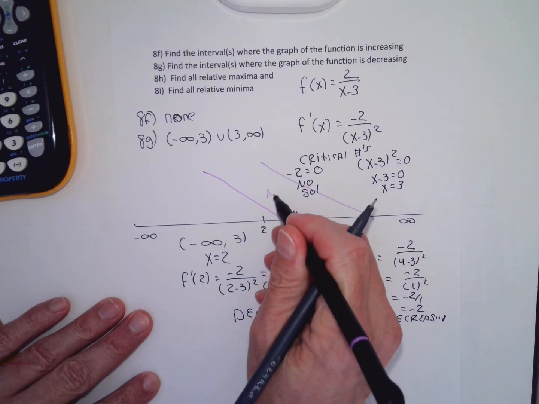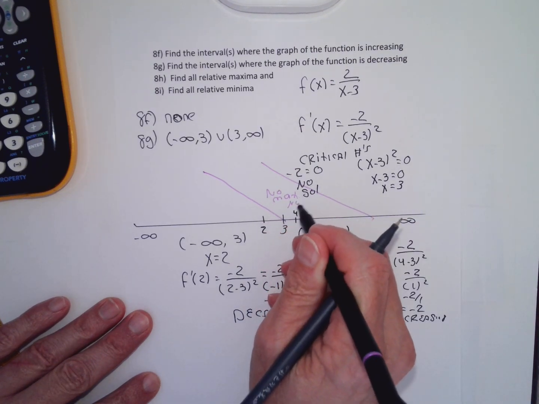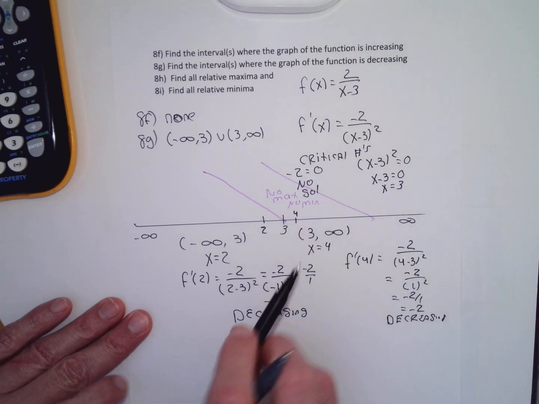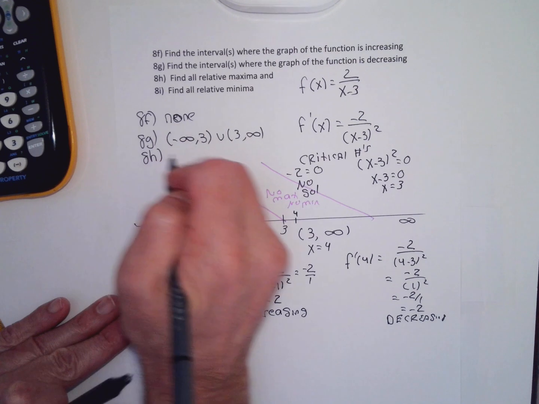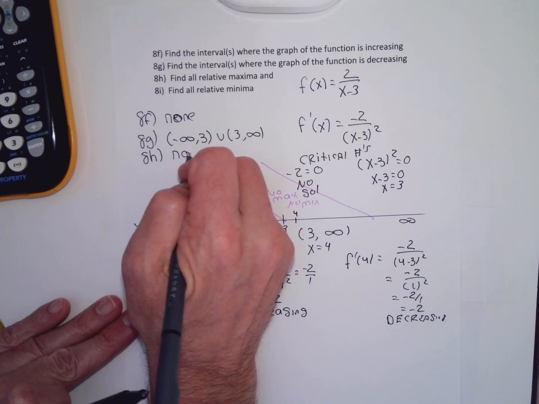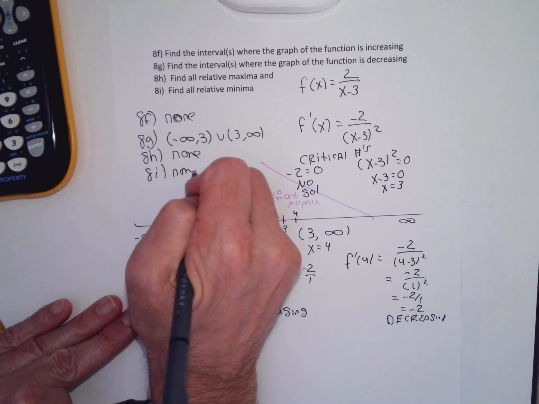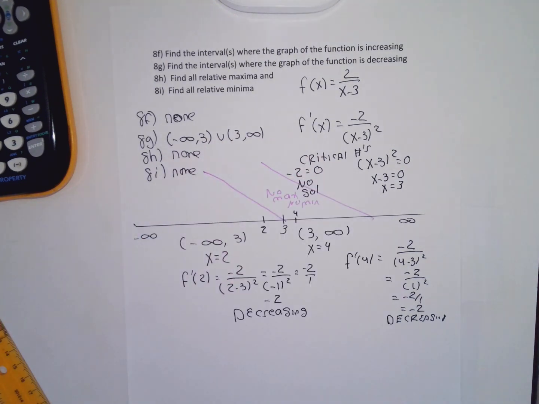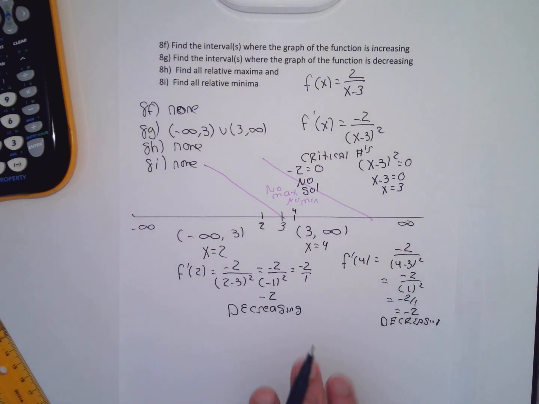There's no max or no min at 3, and you're not going to get a max or a min at something that's not a critical value. So there's no max and no min. So for 8H, for the maximum, there's none. For 8I, for the minimum, there's none. Now we don't really have anything to add to my graph other than knowing that it's going to double decrease.